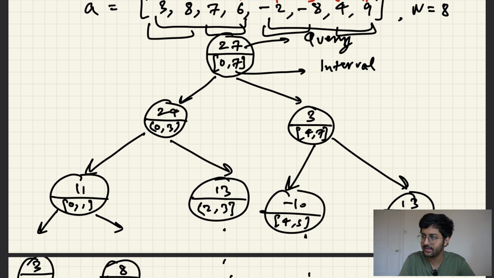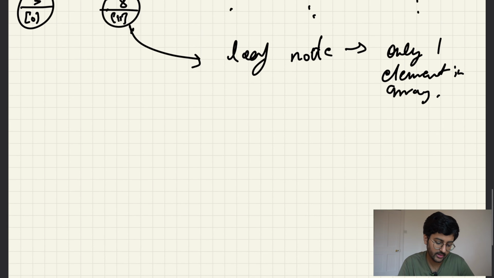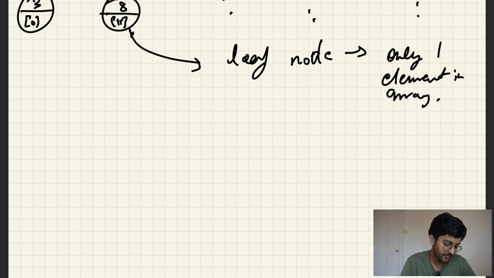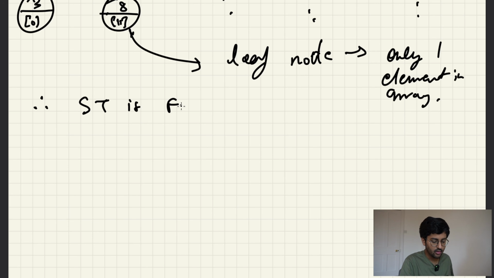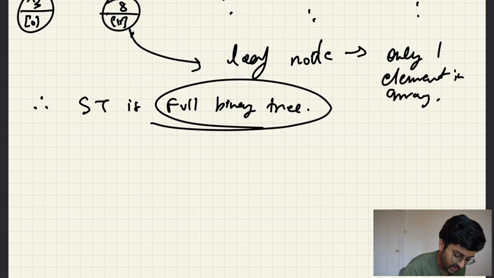Like, how can we find the answer in any range using this tree? One thing you may remember before we move forward: if you have watched the trees playlist, in the first video of tree, I told you about full binary tree. So segment tree is full binary tree. What is full binary tree? Full binary tree means every node except the leaf node has two children.